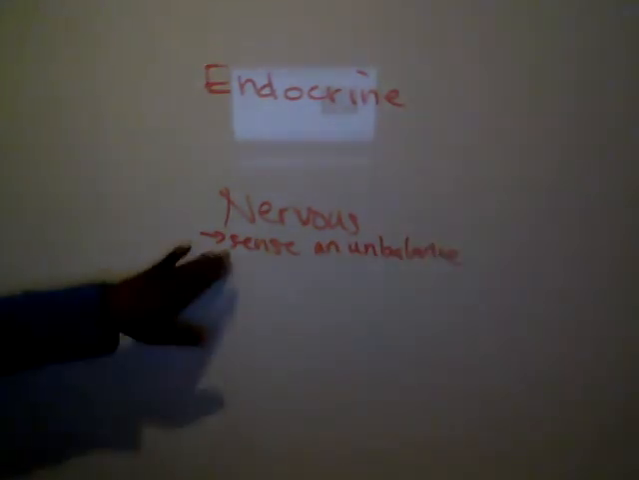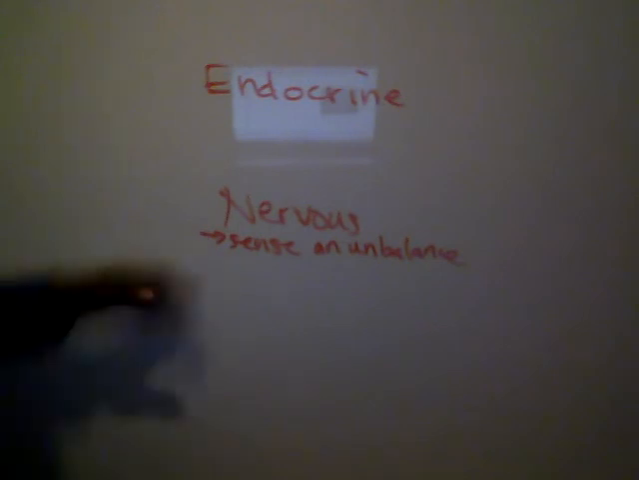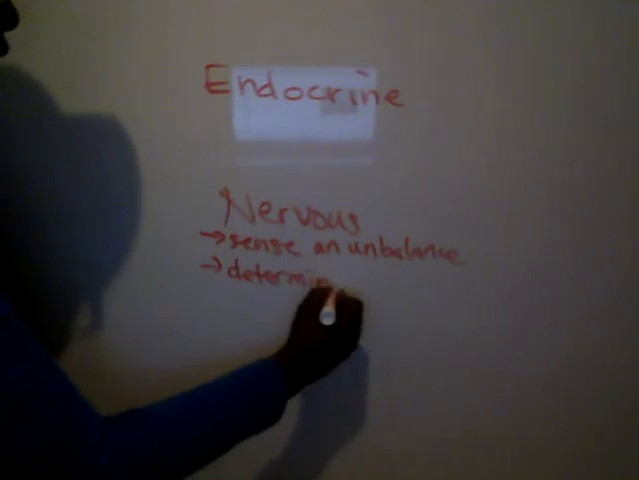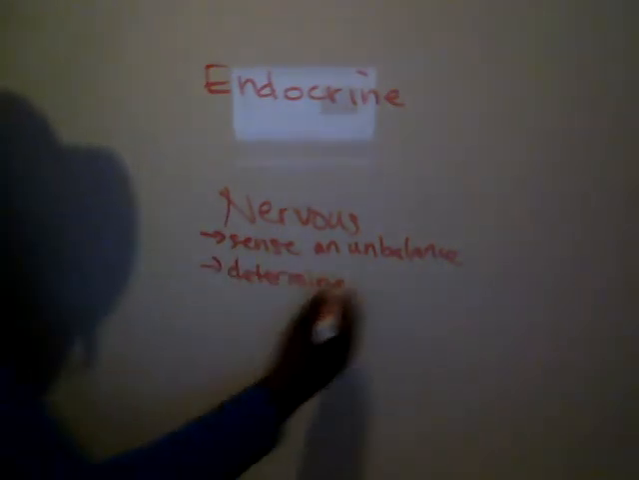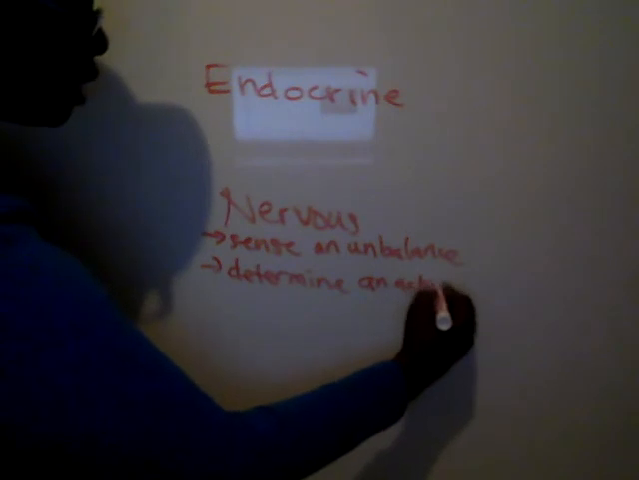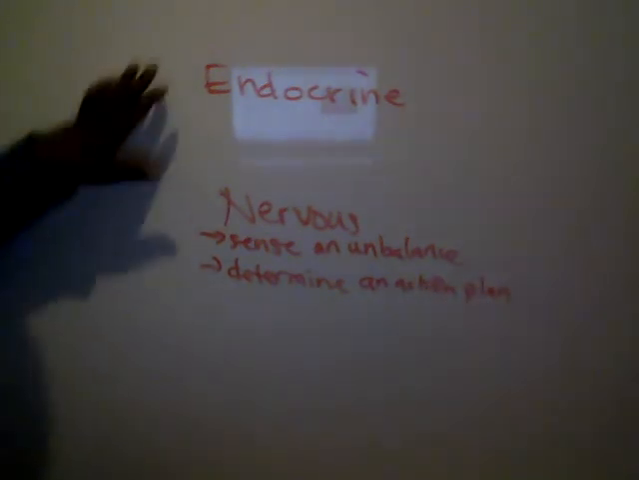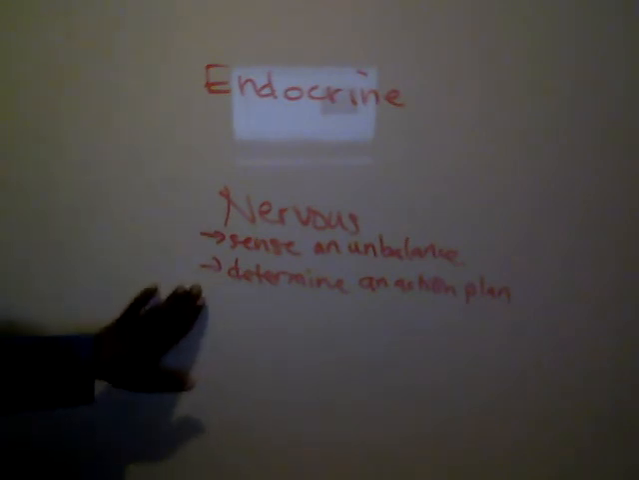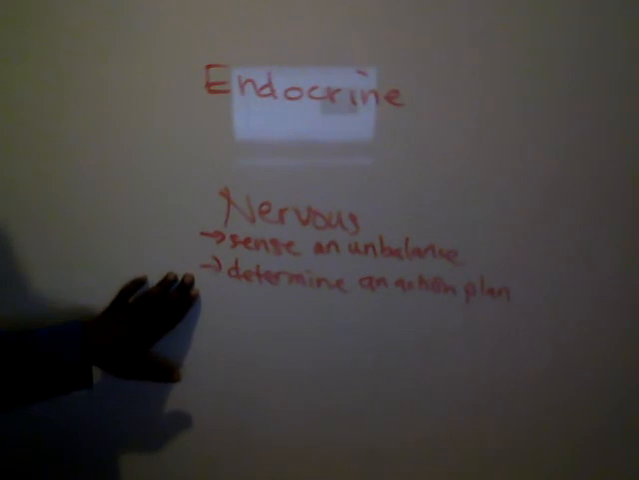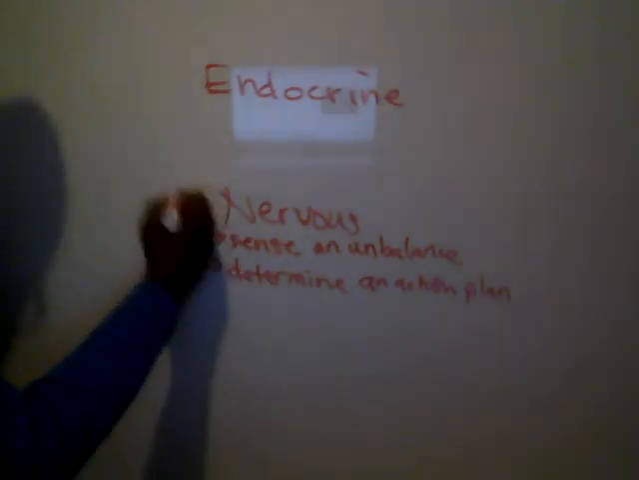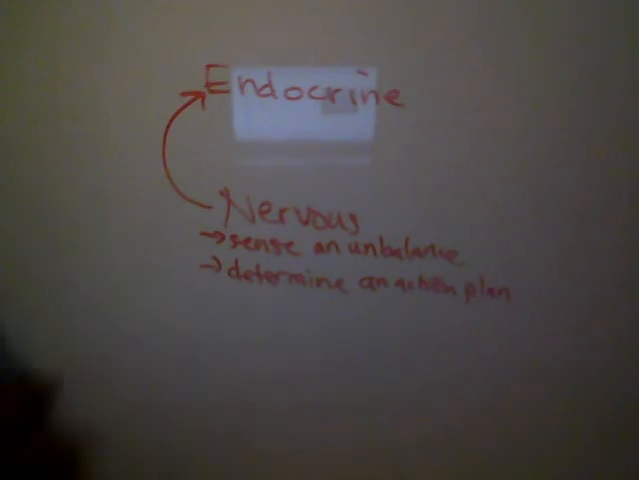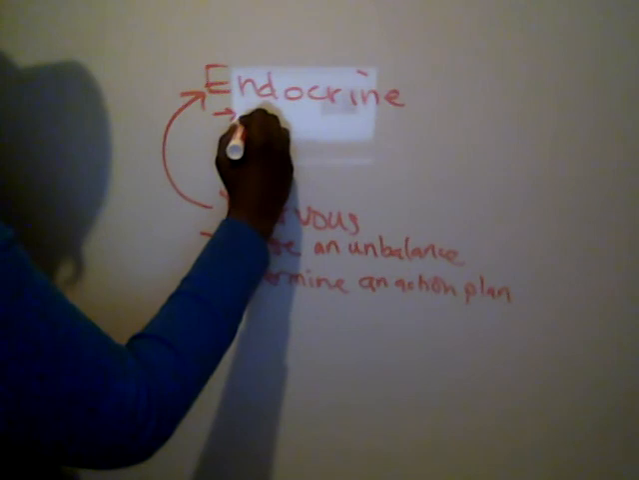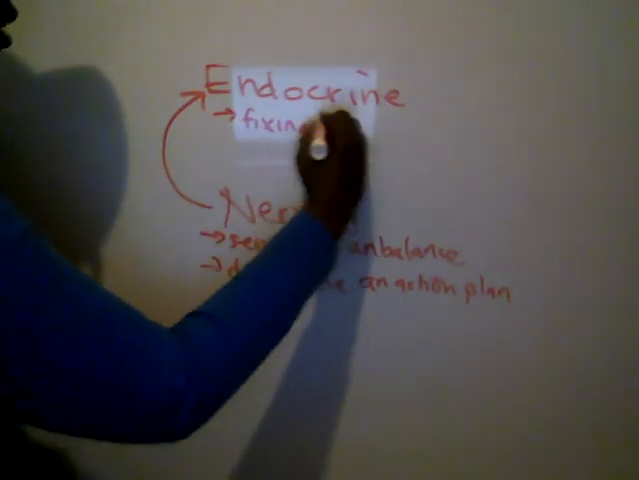And then it would have to decide, well, what should we do? Do we need to have the person move their arm, stand up? So then the nervous system also has to determine a plan of action. Well, now that I see something is not balanced, how can I fix it? So determine an action plan is what I'll say. And the way the endocrine system gets looped into this is that once the nervous system decides, okay, I think I need a hormone released, or I need a chemical messenger released from the brain to another part of the body, then it actually recruits the endocrine system to carry out that action plan. So the endocrine system is going to be important in fixing the imbalance.